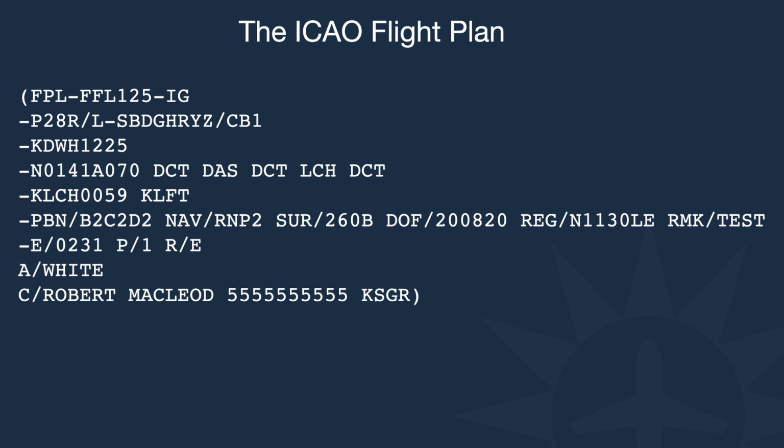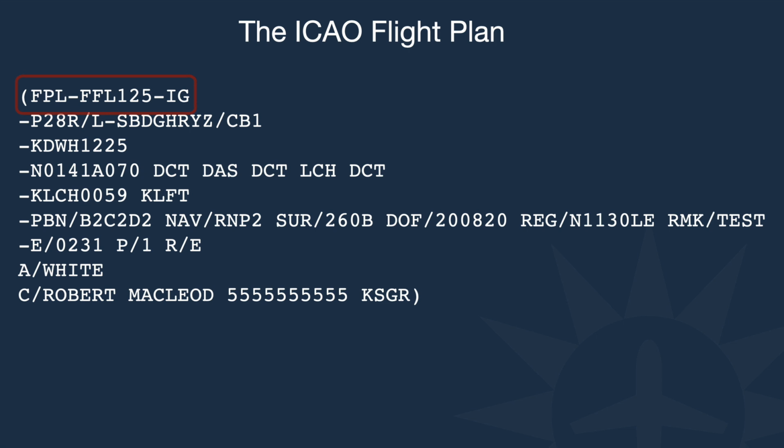So here's the flight plan that we're going to start with just to go through. This is a pretty simple flight from David Wayne Hooks Airport here in Houston to Lake Charles, Louisiana. In the upper left is the header. So this is the first thing it's showing you, the type of message that it is. So it's an FPL, so it's a flight plan message as opposed to a change message or a delay or a cancellation.